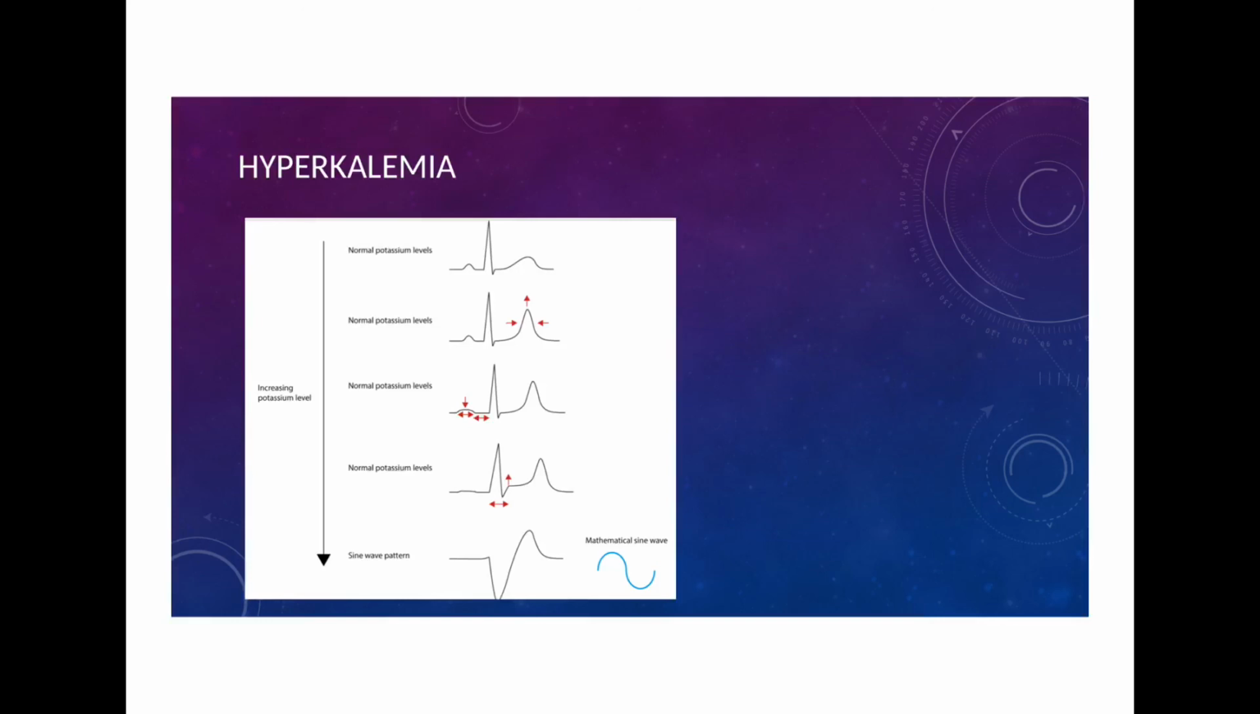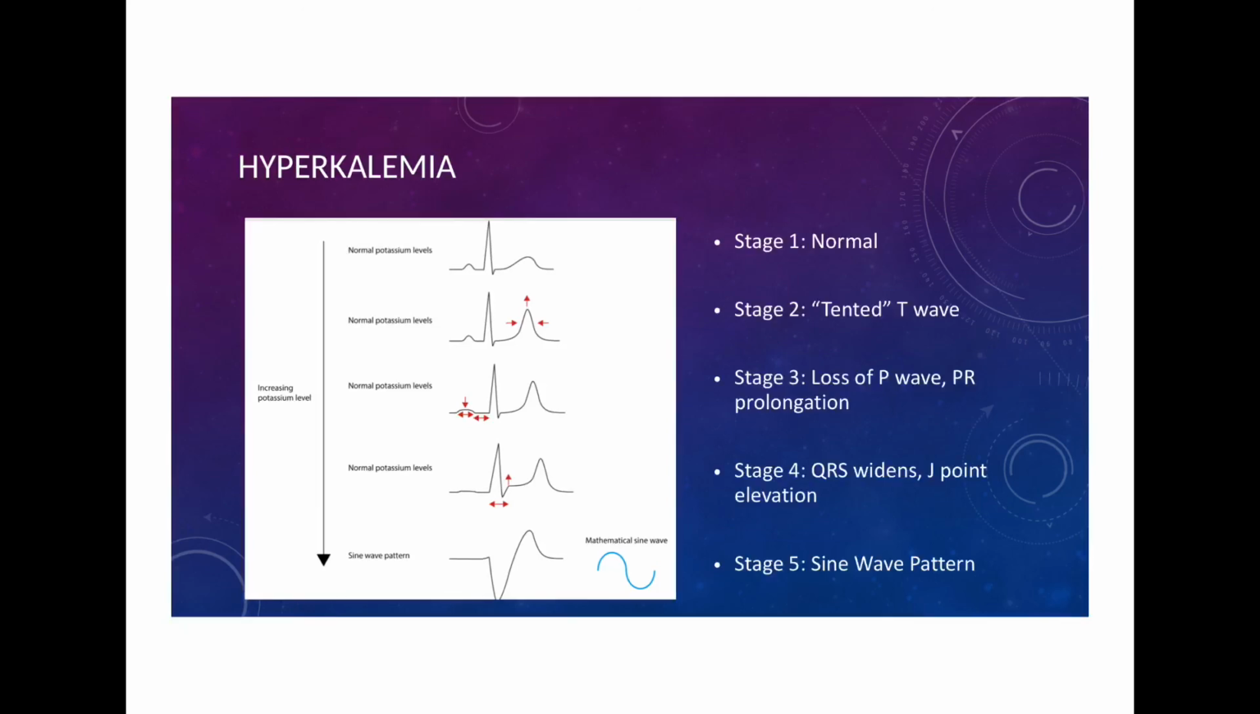The first step in ECG changes that you're going to see are the tenting T waves, and you're going to look for T waves that are consistently more than 10 millimeters in the precordial leads and more than 5 millimeters in the limb leads. As the potassium level goes up from there, you'll see that the P wave starts to disappear and the PR interval gets longer and longer.